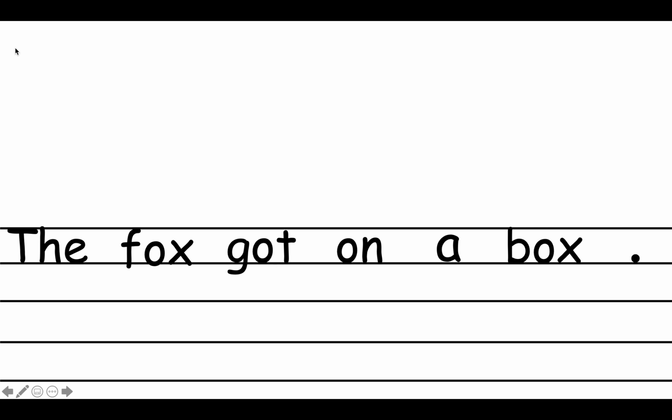Now my full stop also rests on the line. It isn't in the middle of the lines. It's not here. It's not on top of the line. It's not below the line. It just sits nicely on the line along with my letters.